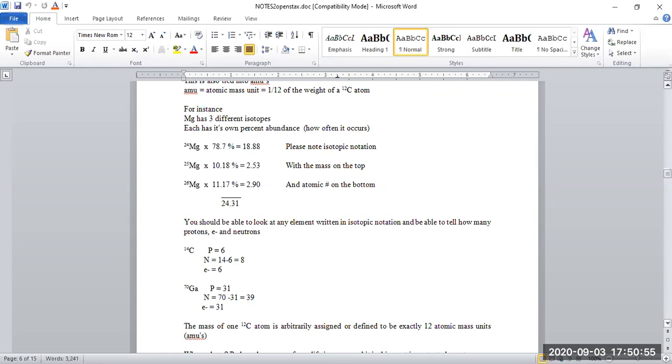Depending upon if you're looking at your textbook or there's obviously a large number of other variations on the periodic table that are available on the internet, you might see 24.305 listed as the atomic mass. I rounded it to 2 decimal places to give me the 24.31.